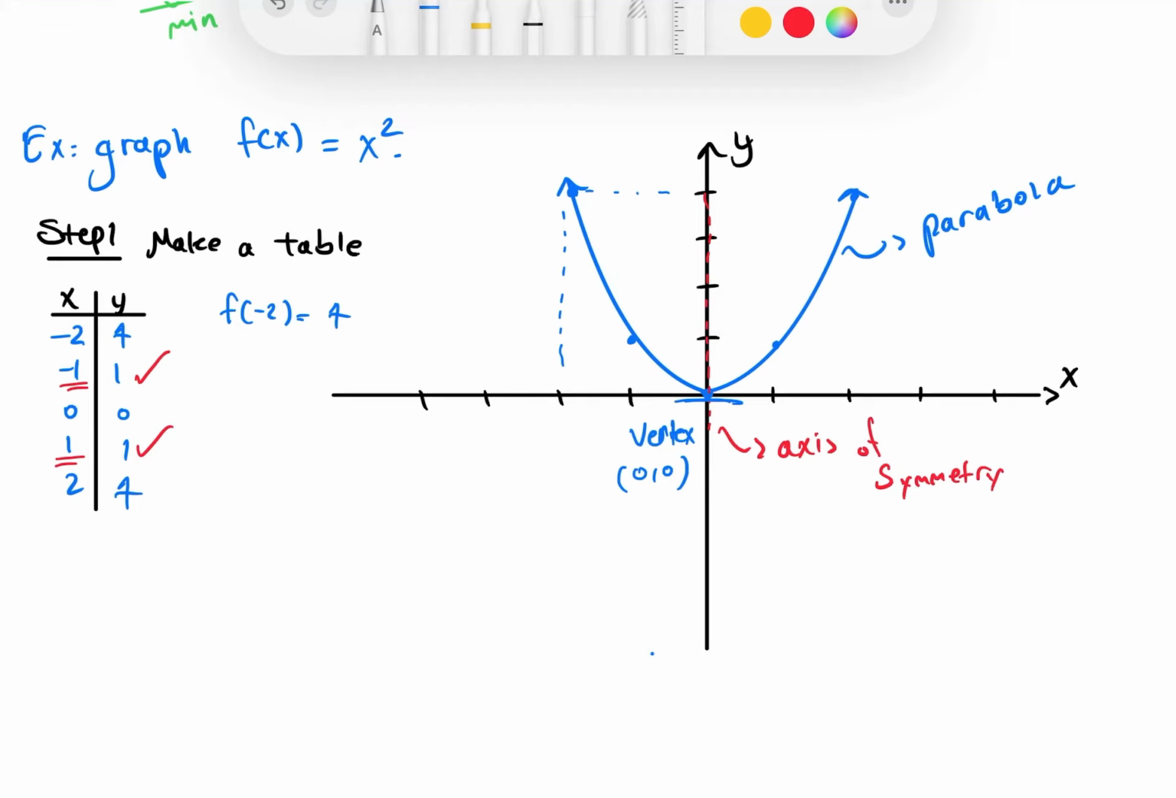Let's do another example. Let's say they give you something like example b, f of x equals 1 over 2 x squared. What does this mean? So first you draw a table again.